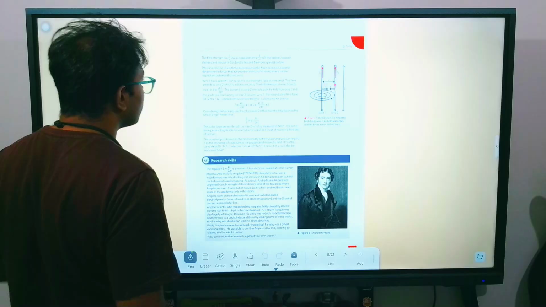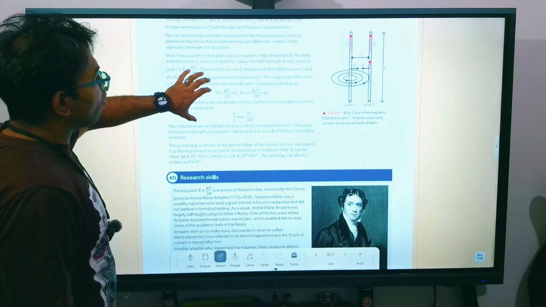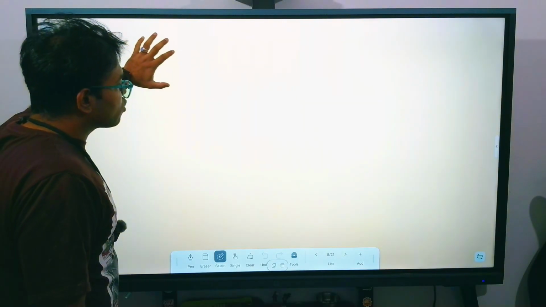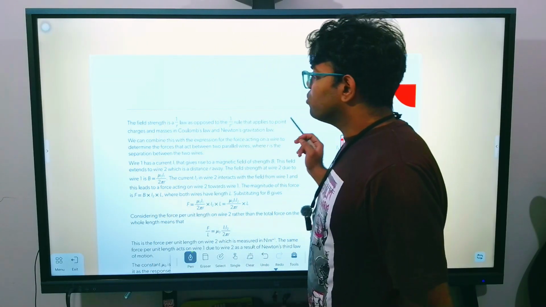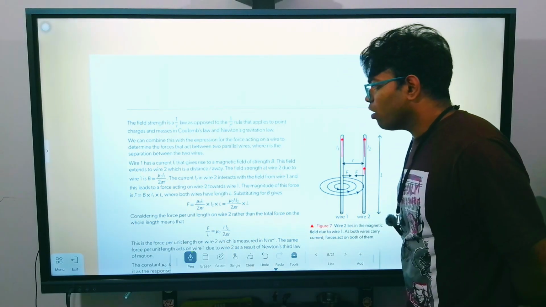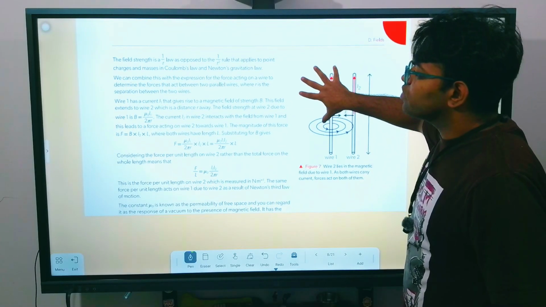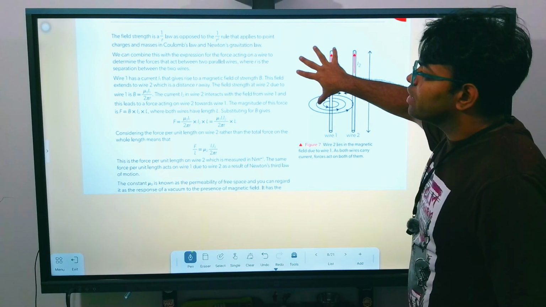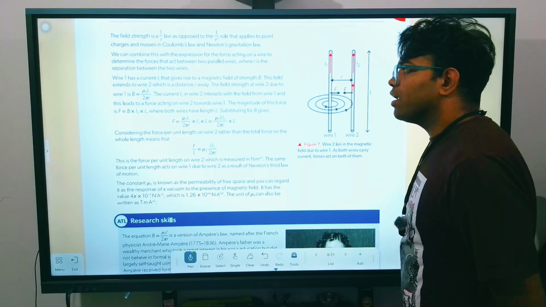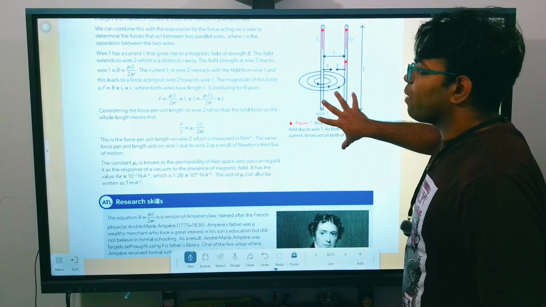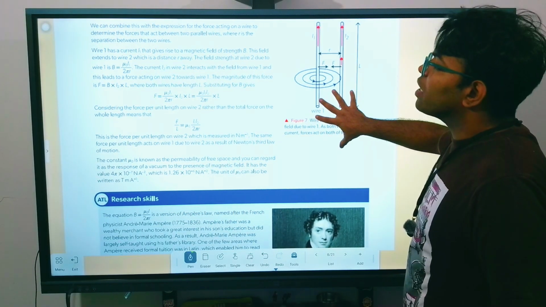The field strength is a 1 upon r law as opposed to a 1 upon r square law. That applies to the point charges and masses in Coulomb's law and Newton's gravitational law. We can combine this with the expression for the force acting on a wire to determine the forces that act between two parallel wires, where r is the separation between the two wires. Wire 1 has a current of I1 that gives rise to a magnetic field of strength B. This field extends to wire 2, which is at a distance r away.